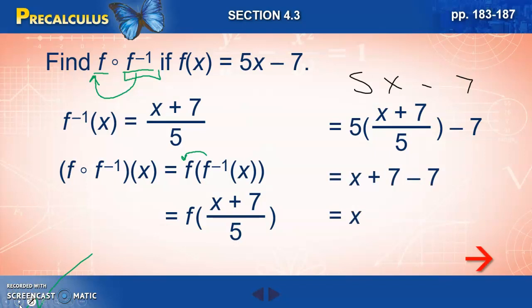Anytime you compose a function with its inverse, you should get f of x equals x, or y equals x. That's that identity line, y equals x. So that's one way to check if two functions are in fact inverses. Plug one into the other, compose one with the other, and see if you end up with just x. If you do, then you have found two inverse functions.